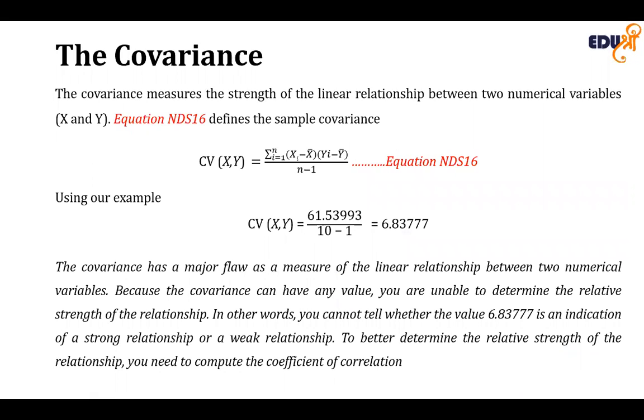So let's first discuss the covariance. The covariance measures the strength of the linear relationship between two numerical variables, that is x and y. The covariance has a major flaw as a measure of the linear relationship between two numerical values. Because the covariance can have any value, you cannot use it to determine the relative strength of the relationship.